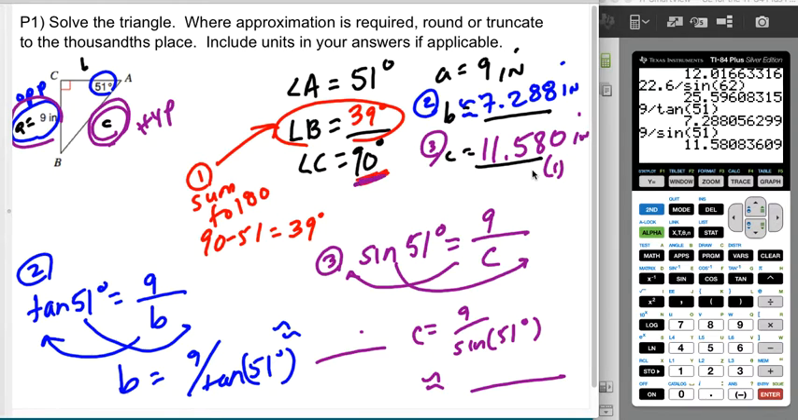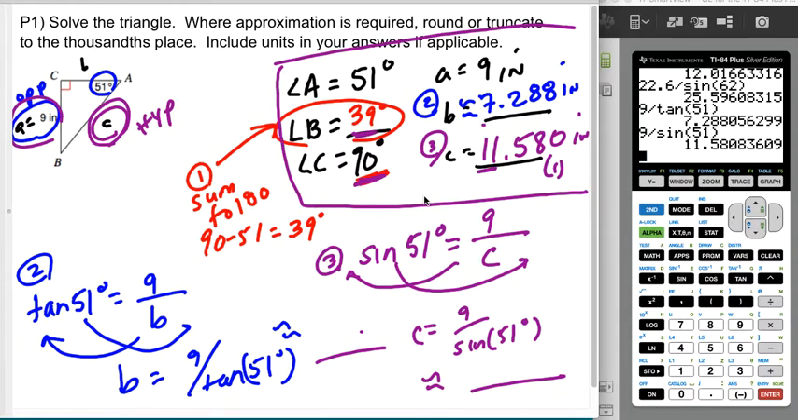The biggest angle is the 90 and it is opposite the biggest side. The smallest angle is the 39. It's opposite the smallest side, so that checks out, and there's my answers, right? Always worth doing a quick double check.